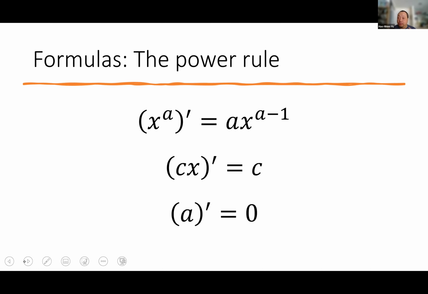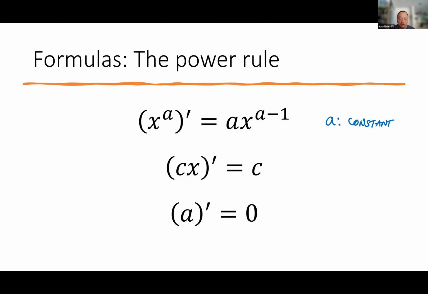In addition to those rules on how to manipulate a derivative, you need the basic formulas on what the derivative is equal to. The most basic formula is the power rule. If you have x to the a, where a is a constant, in other words, it does not work if you have an x in the exponent, then the derivative of x to the a is a times x to the a minus 1.